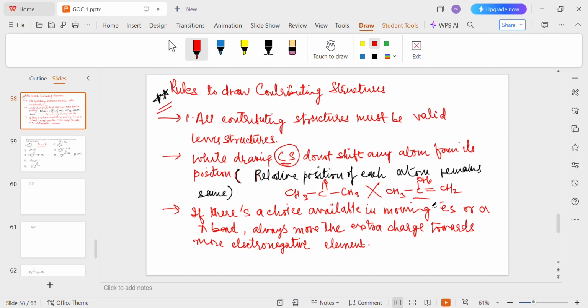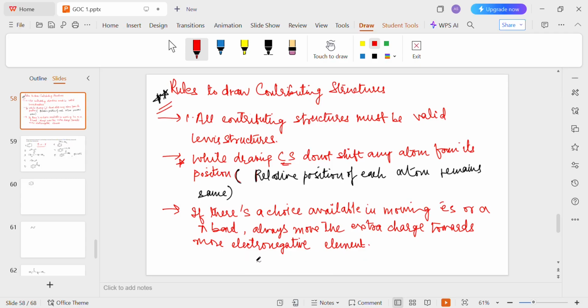So while drawing resonance structures or contributing structures, always remember that the position of each atom remains same. Only you have to shift the position of electrons. You should not shift any atom from its position. This is very important. If there is a choice available in moving electrons or a pi bond, always move the extra charge towards more electronegative element.